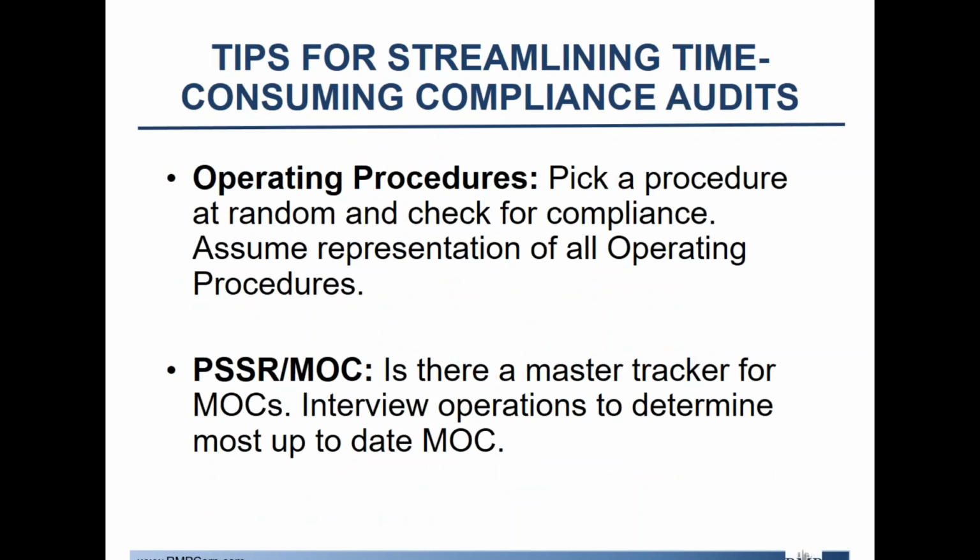Operating procedures. Pick a procedure at random. Once again, it's the same thing over and over again. And then you assume that if that operating procedure is compliant, all your operating procedures are compliant. A lot of the time, operating procedures even have common elements that if it's wrong in one place, it's going to be wrong in all of them at the same place. I'm not saying that's always the case. Sometimes there's specific parts about the operating procedures that are wrong, but oftentimes you can find common elements around all operating procedures that are faulty.